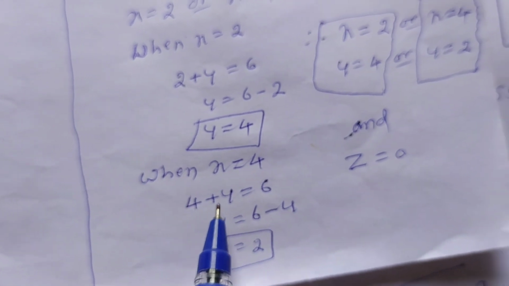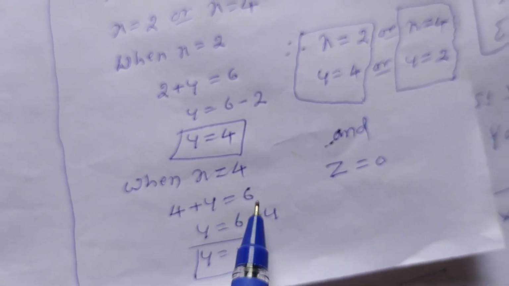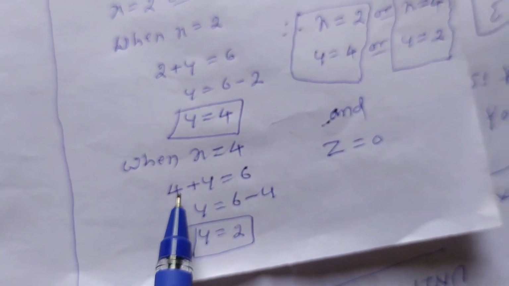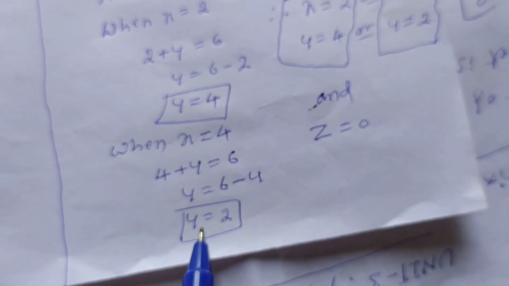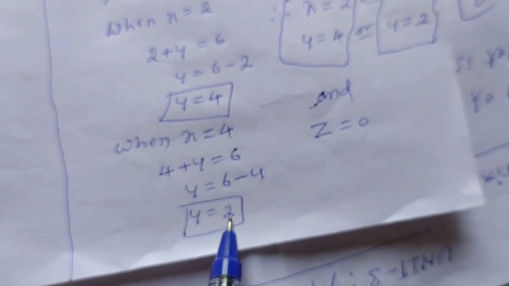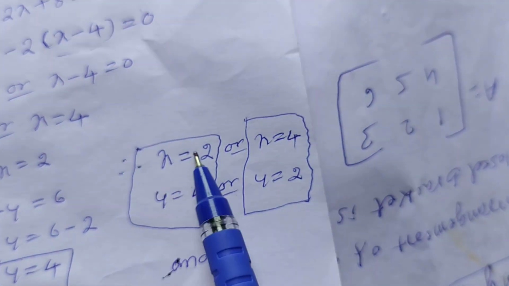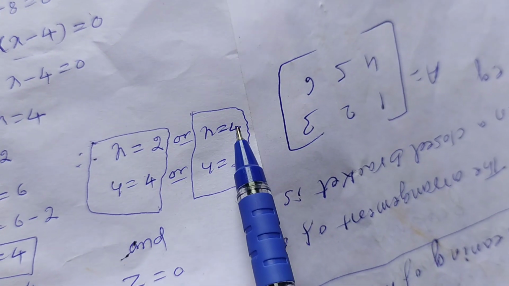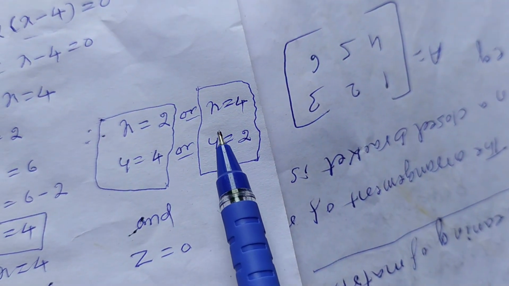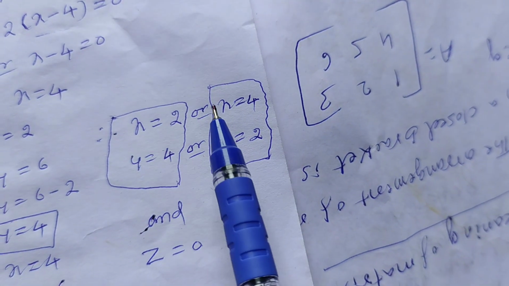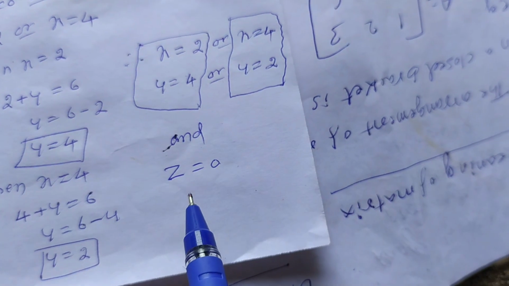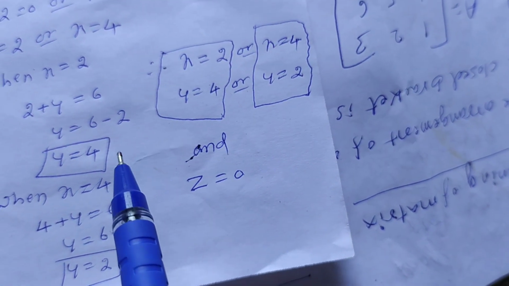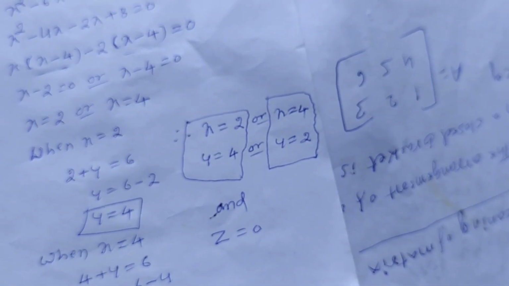Put the value of x equals 4, that is 4 plus y is equal to 6. Transfer the 4 to the right side, it becomes minus y is equal to 6 minus 4, and x equals y is equal to 2. Therefore, we get either x equals 2 and y equals 4, or x equals 4 and y equals 2. So here we have two pairs of results for x and y. Okay, and similarly z equals 0. This is how we can solve the problem.